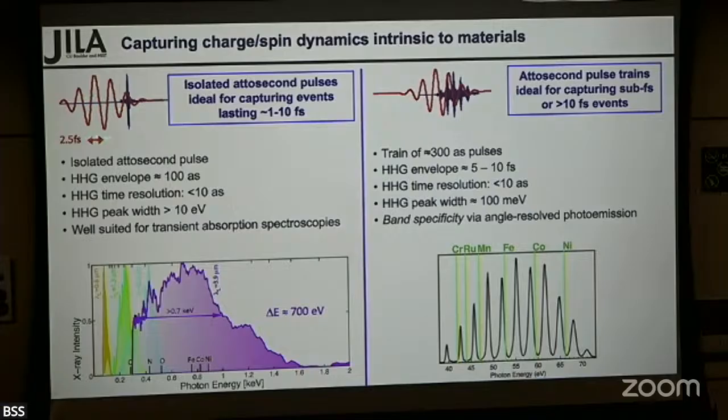This has a train length of about tens of femtoseconds. Yep. Yeah, it can be 80 in fact. Yeah, it can be, this can be very long.